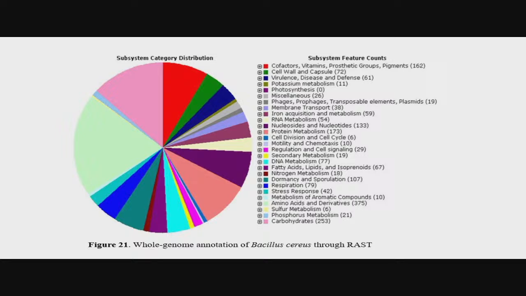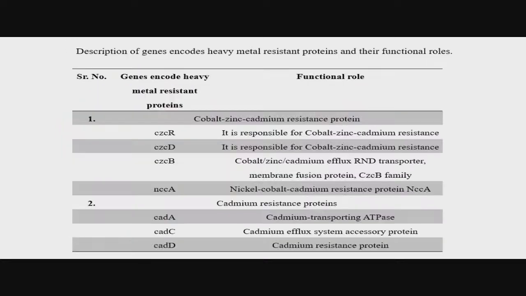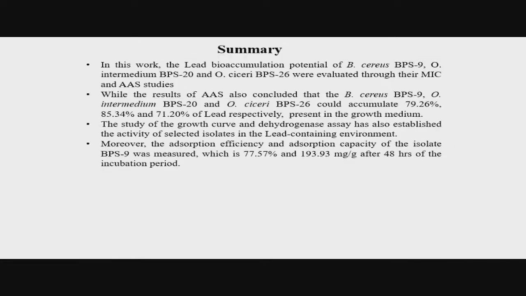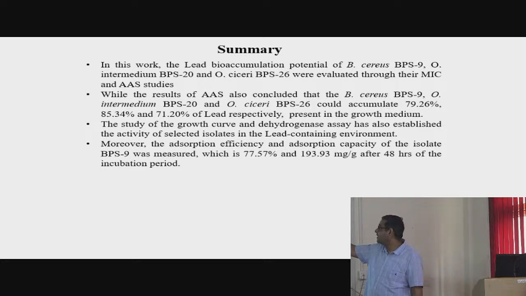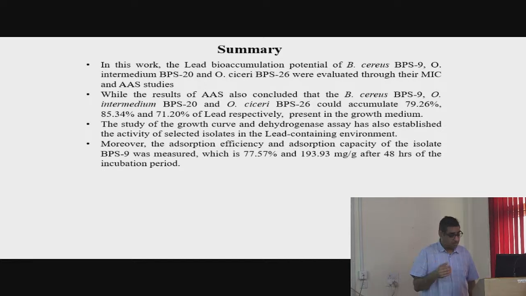Okay, so this is generated through RAST, and it is easy, not a tough one. It is all computer generated. Now, I think I already told you about this: this is the copper tolerance. So in summary, this case study will give you this profile: the wet lab exercise, MIC, AAS studies. Then you have the absorption efficiency studies, and you found that this can accumulate 79%, 85% and 71% of the lead. It means they can absorb this much lead because of their multi-metal resistance capability.